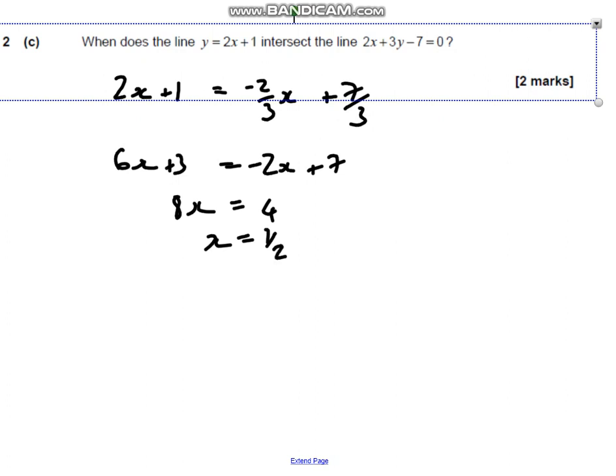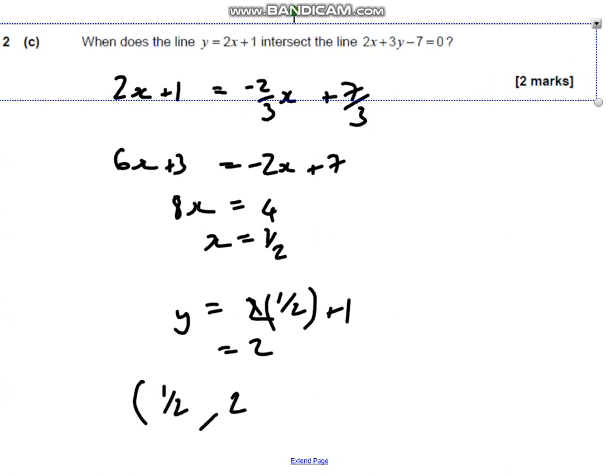If we pop that back into, well, we can go into either of these. Probably a lot easier to go into this one. And so y is equal to 2 lots of 1/2 plus 1. And so y is equal to 2. So that means we've got the coordinate 1/2, 2. Alright, don't just leave the x and y hanging, stick them into a coordinate.